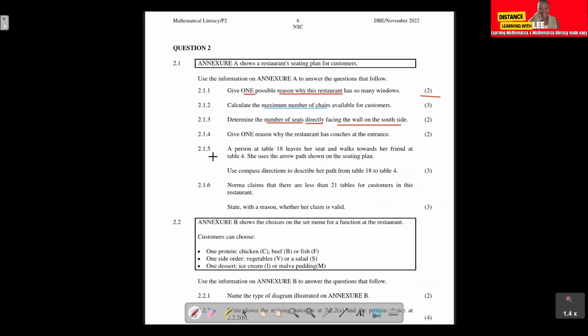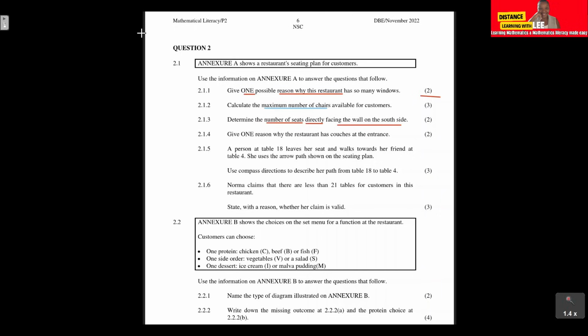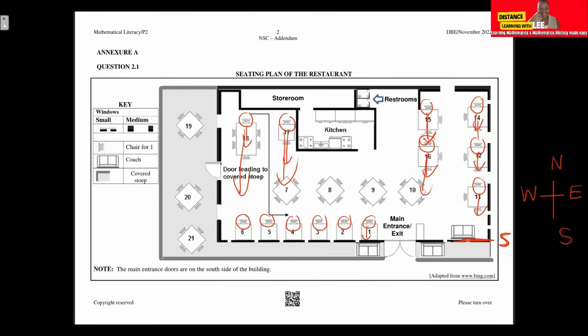Question 2.1.4: Give one reason why the restaurant has couches at the entrance. You can basically answer this question based on what you know, maybe from going to Wimpy or particular restaurants like Spur, where you'll see that they have a couch there at the main entrance. Why do they have that couch there?